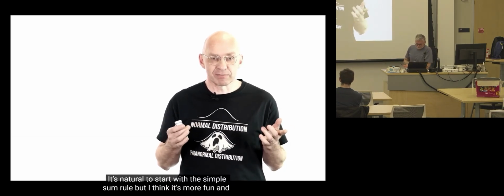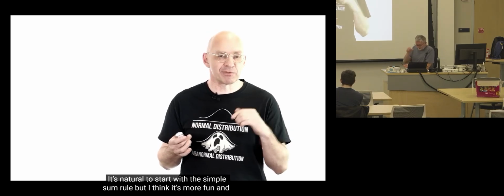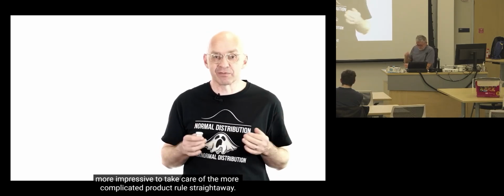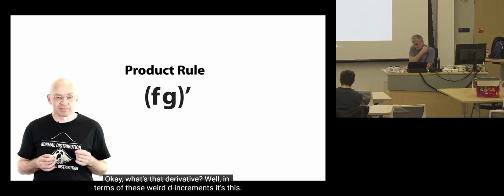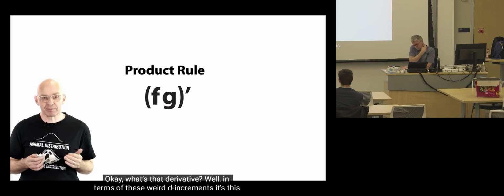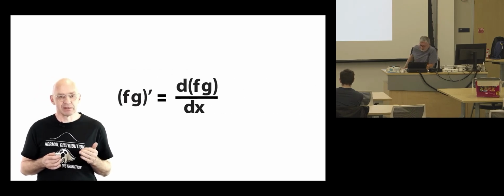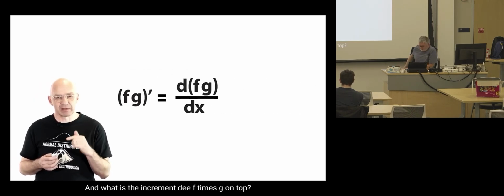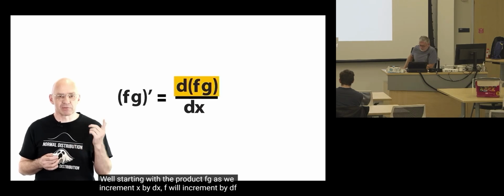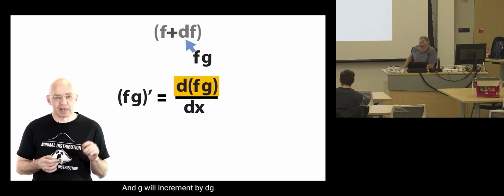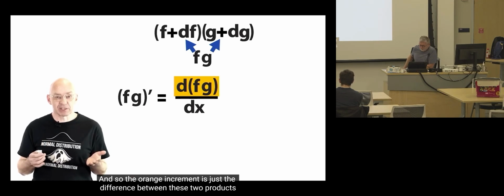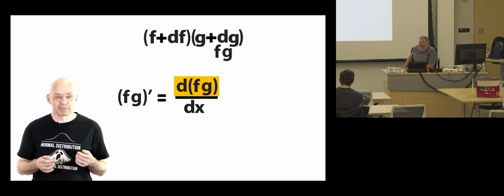It's natural to start with the simple sum rule, but I think it's much more fun and more impressive to take care of the more complicated product rule straight away. What's that derivative? Well, in terms of these weird d increments is this. Okay, and what is the increment df times g on top? Well, starting with the product f times g, as we increment x by dx, f will increment by df, and g will increment by dg. And so the orange increment is just the difference between these two products.